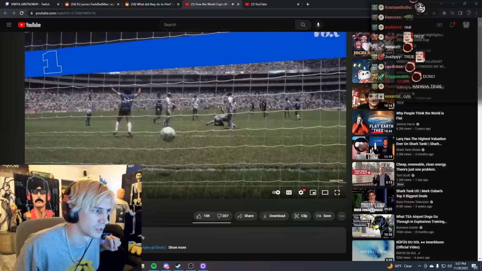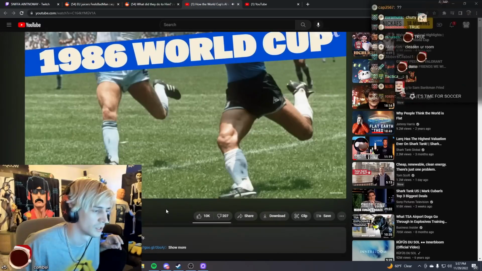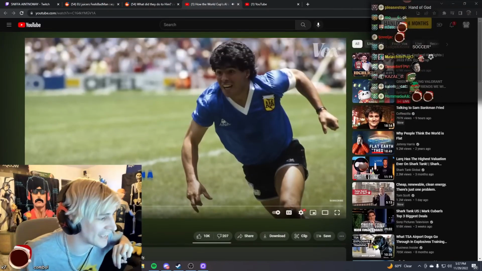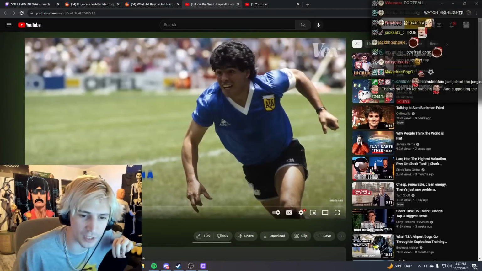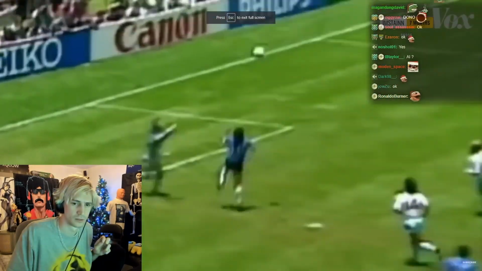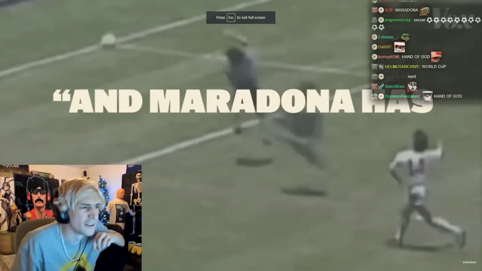5 seconds into the 1986 World Cup match between Argentina and England, Diego Maradona. Chat, before we watch World Cup, this says how the AI works with penalties or offside. I want to see it. Did something infamous. Over the top, and Maradona has scored.